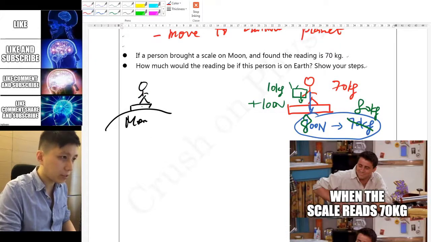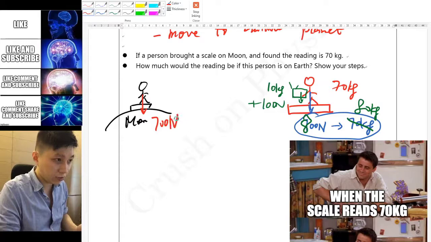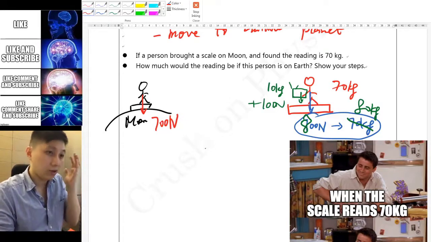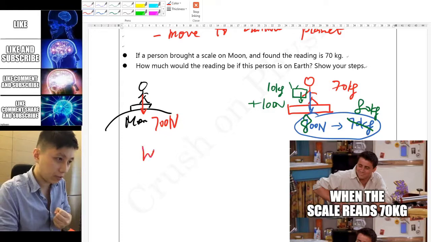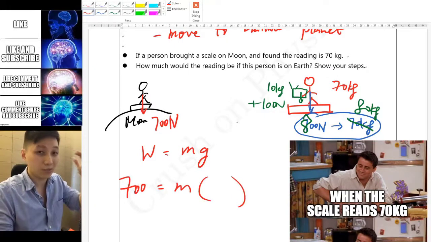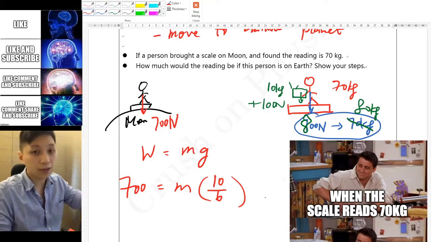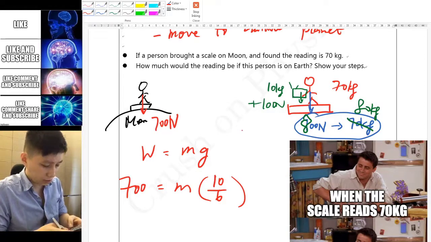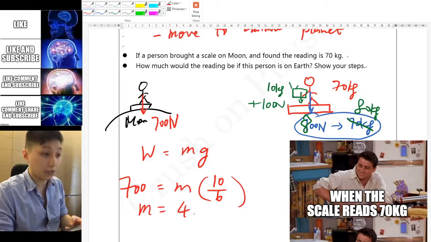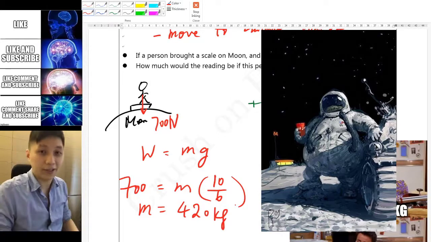That means the force that you exert onto the scale is going to be 700 Newton. But then that is according to the gravitational field strength on the moon. So that is W equals mg, W being 700, while mass is the unknown. G, if you remember what I said, is 1/6 of the Earth. So we could take it as 10 divided by 6, or if you go to Google it, that's fine too. And so by doing the calculation, you will find the mass going to be, oh my god, 420 kg. Then there must be something wrong with your body in this case.